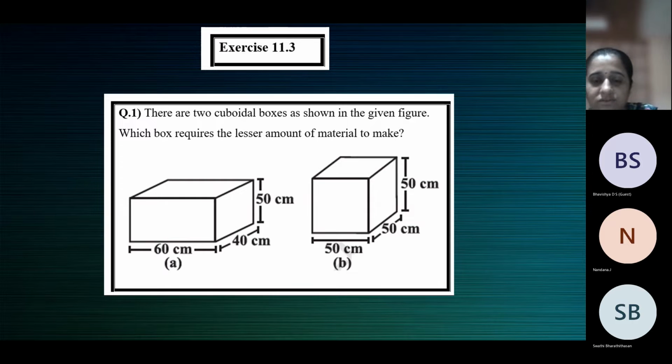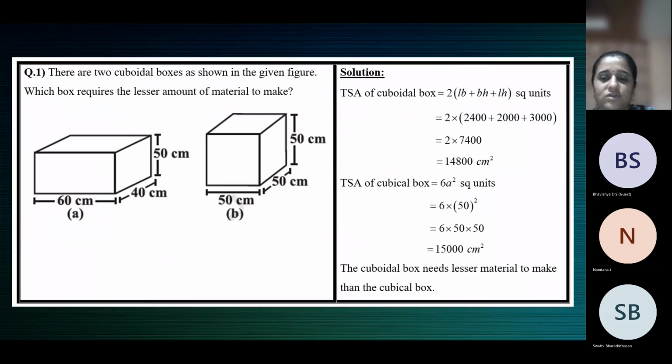You can work this as homework, children, because there are 2 cuboidal boxes as shown on the figure. Which box requires the lesser amount of material to make? This is easy. Just take a screenshot.